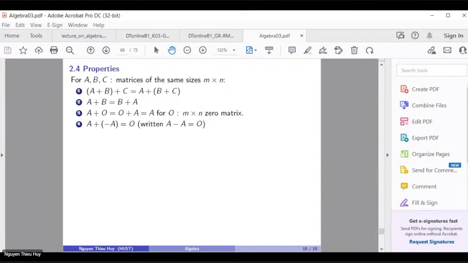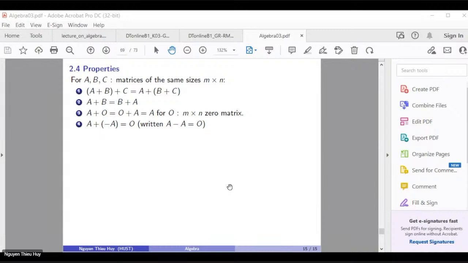Yeah. So tell me, what is the name of the first property that you see in the slide? Tell me. Do you remember the name of that property? Associative. Oh, very good. The second? Commutative. Exactly. Commutative, yeah. And the third?